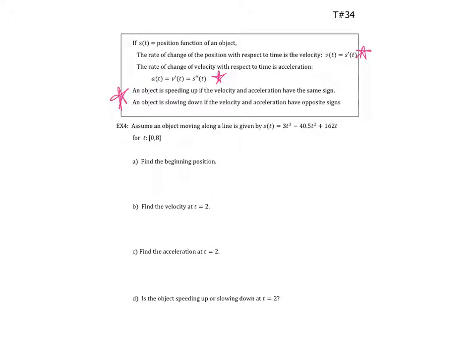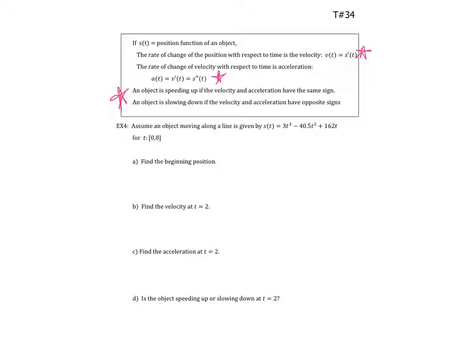This is just a good thing to know, because we'll get to that part in just a second, whether it's speeding up or slowing down. So let's work with a little bit, and then we'll go to that statement. It says, assume an object moving along a line is given by that equation for t being 0 to 8.